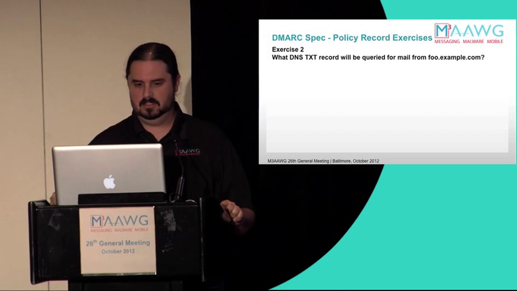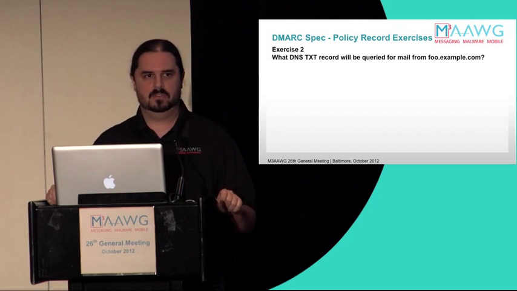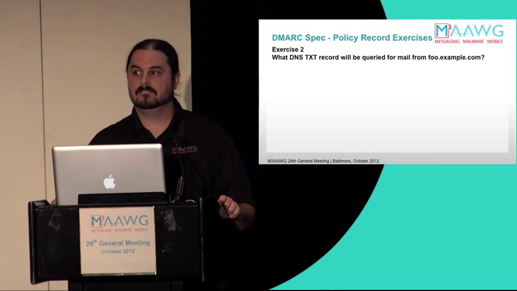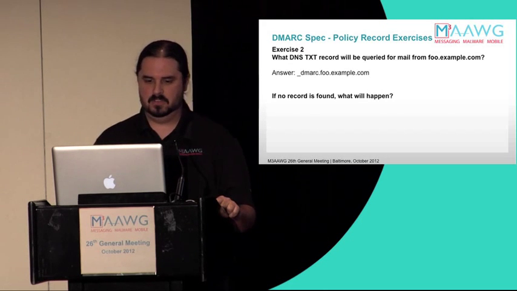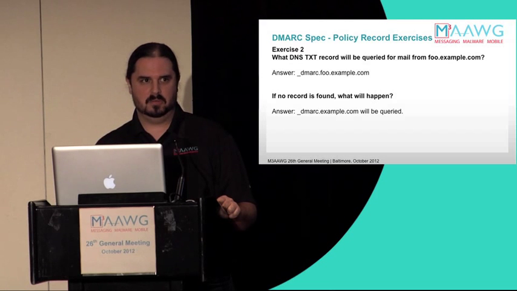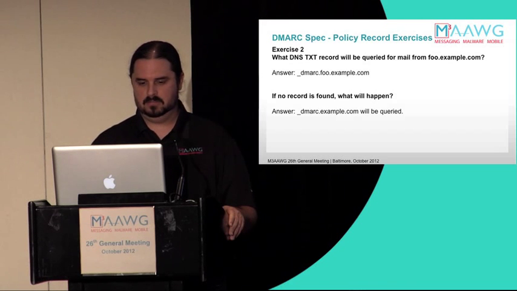All right, a question about the DNS lookup mechanism. What DNS text record will be queried for mail from foo.example.com? Very good. And if no record is found there, then what will happen? Very good. First, you start with the exact from domain, which in this case is foo.example.com, and look for _dmarc.foo.example.com. If you don't find a record there, you go all the way to the organizational domain and check for a record at _dmarc.example.com.